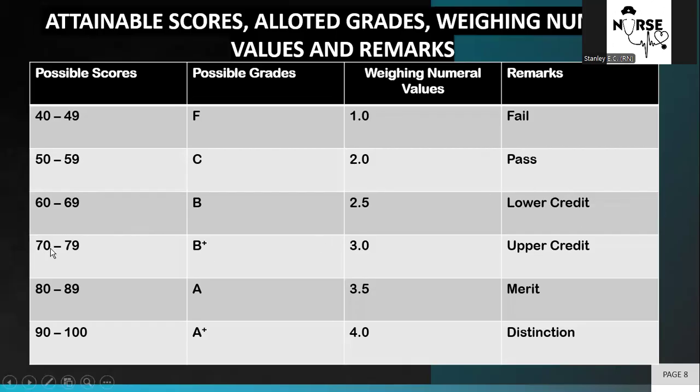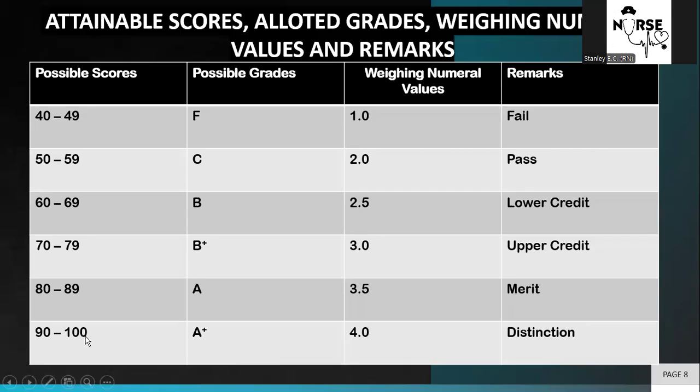The next is 70 to 79. A score of 70 to 79 will give you a B plus, and the weighing numeral is 3.0. It's an upper credit. You can see it there. 80 to 89 is an A. The weighing numeral is 3.5, and if you get that, you get a merit.